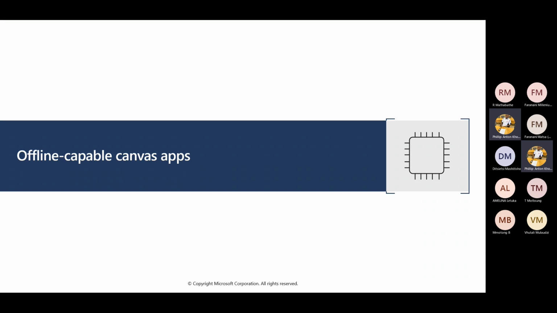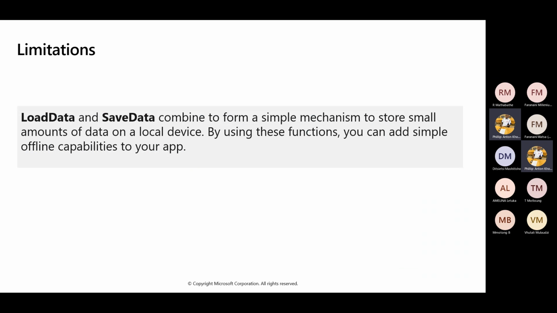So you can also use a collection, right? Let's say you are offline, and maybe I'm applying for something, or I'm creating a new record. I can save that record in a collection and then leverage the LoadData and SaveData functions so that I can store that data. And then once I'm online, it can be stored into the data source.